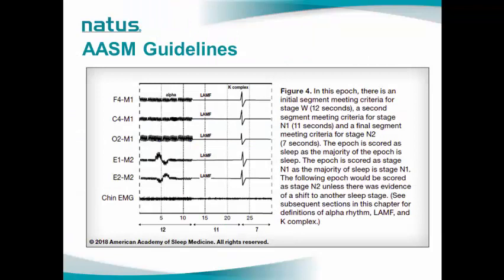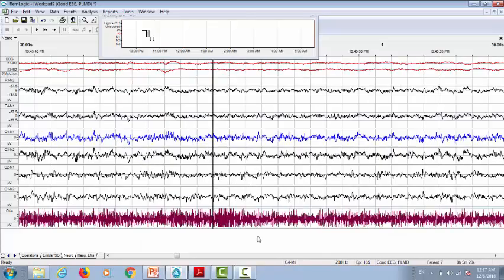So according to the new rule, here we have one epoch, and we have three different stages. We have alpha, which makes 12 seconds. We have theta, so this is N1, and makes 11 seconds. And here we have 7 seconds of N2. N1 comprises the greatest portion, so this epoch should be scored as N1. So this is N1. Continue as N1.